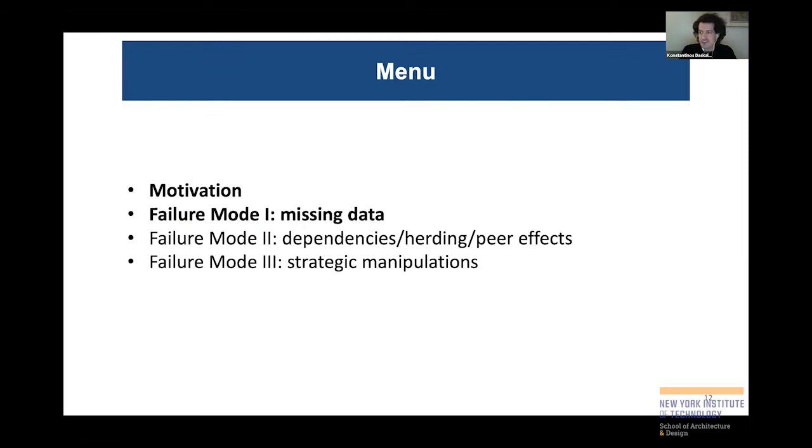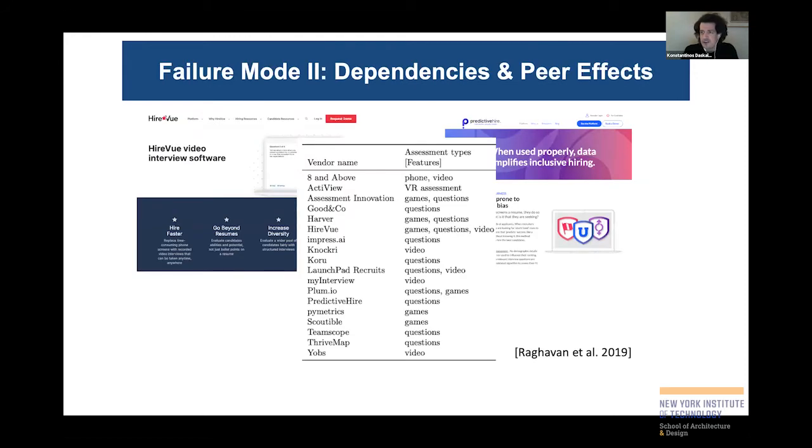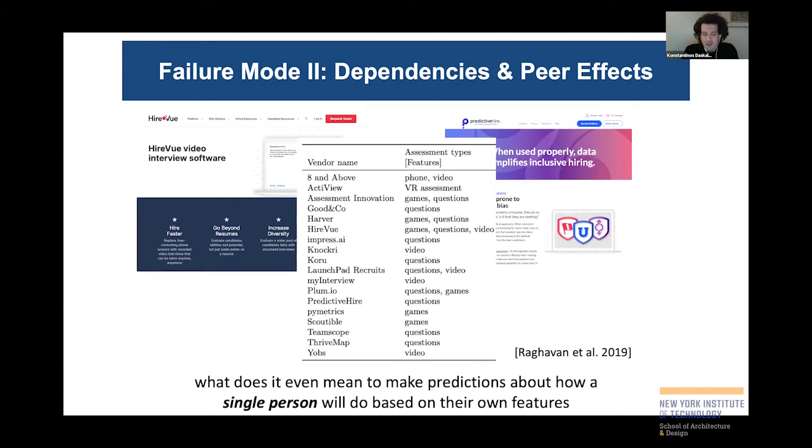In any event, I want to wrap things up, and I haven't talked about the other mode of failure, so let me just do a fast review of those. The other mode of failure I was talking about has to do with dependencies and herding and peer effects. Coming back to my algorithmic hiring example, what's going on here is that I would claim that the very posing of the question doesn't really make sense. It doesn't really make sense to make predictions about a single person based on their own features.